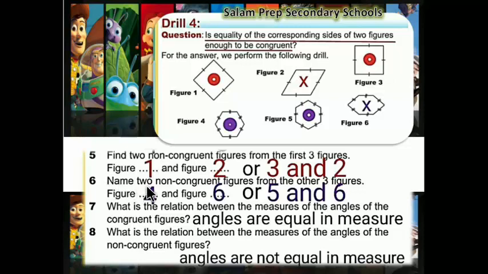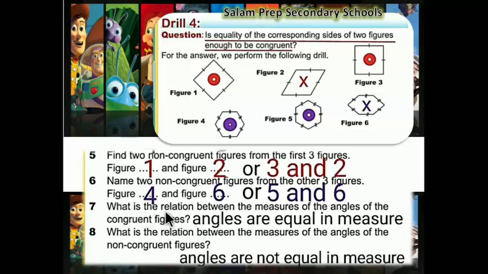Name two non-congruent figures from the other three figures. The other three figures means figure 4, figure 5, figure 6. Which two figures are not congruent? Excellent. Figure 4 is not congruent to figure 6. Or figure 5 is not congruent to figure 6.